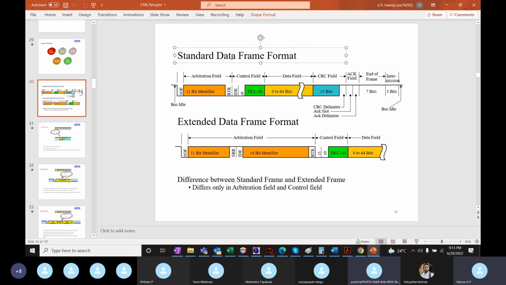Yes or no? Yes, ma'am. Okay. So now let's start with the start of the frame. The start of the frame is nothing but a start point, where you are starting from, which will always be dominant. What does dominant mean?